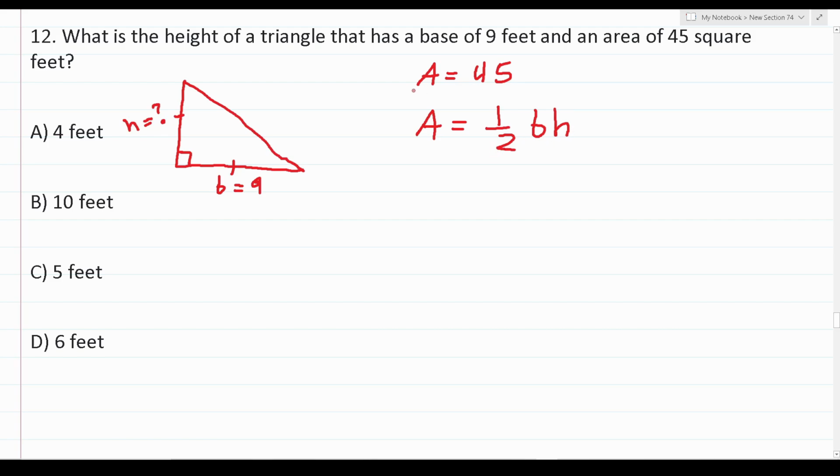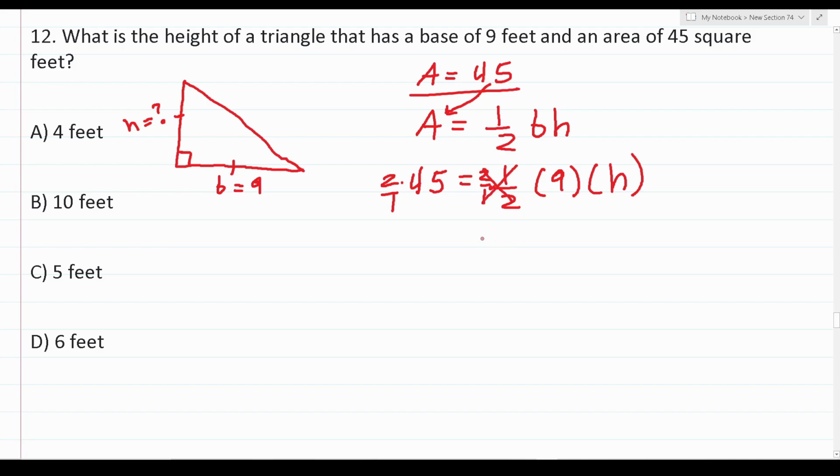Again, we know what area is. So in place of A, I'm going to put 45 equals 1/2. We know what the base of this triangle is. It's 9. And by solving this equation for h, we'll have our answer. So first things first, I want to clear this fraction of 1/2. And as we've seen previously, we can simply multiply that by its reciprocal. Reciprocal of 1/2 is 2 over 1. And we have to do that to both sides.